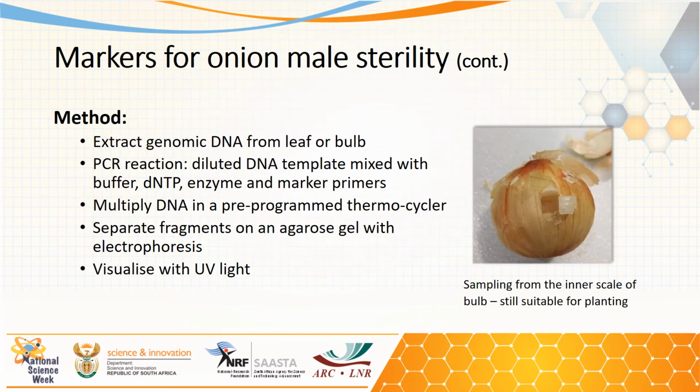The method for screening of onion male sterility using markers is the following. You first extract DNA from the leaf or bulb material, depending on what stage of the planting cycle the plant material is that you want to test. For the PCR reaction, the onion DNA, buffer, the NTPs, the polymerase enzyme, and the marker primers are all added together in a tube. The temperature of this tube is then cycled in a pre-programmed thermocycler to amplify the DNA. Afterwards, the fragments are separated on an agarose gel with electrophoresis, visualized with UV light, and then a photo is taken of the gel.